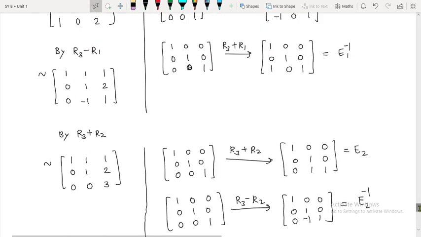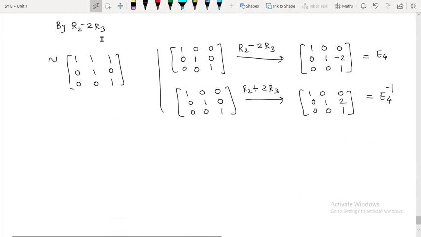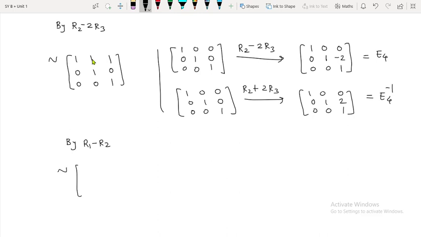now we are supposed to make two entries as 0, and which are they? This one and this one. So first of all, which to make 0? Okay, we'll make this as 0, I guess, the A12 entry. So I'll say R1 minus R2. So what you are going to get, 1 minus 0 will be 1, 1 minus 1 will be 0, 1 minus 0 will be 1, this will be 0 1 0, 0 0 1.